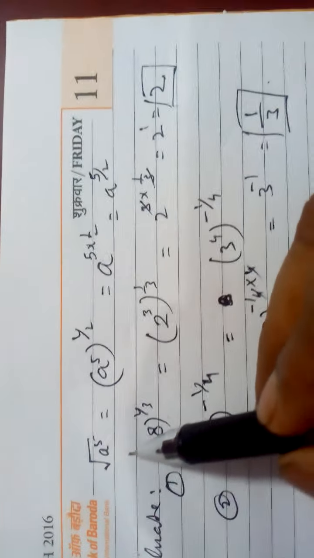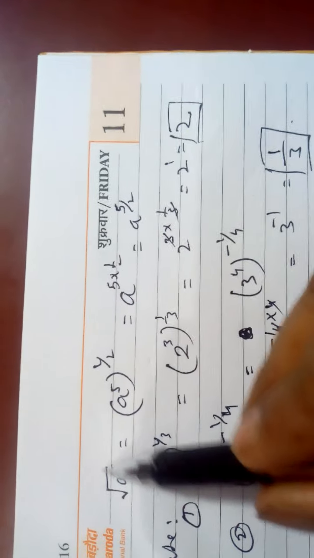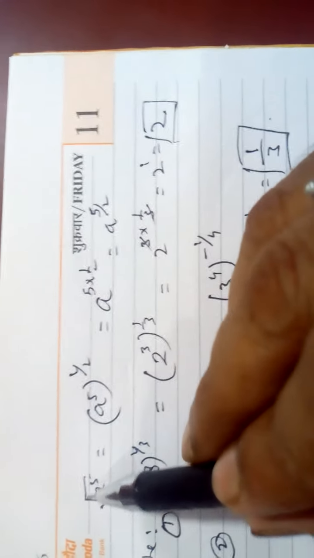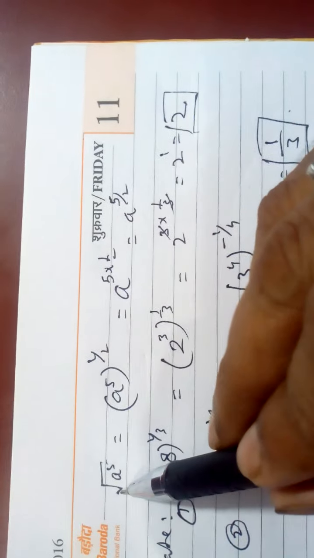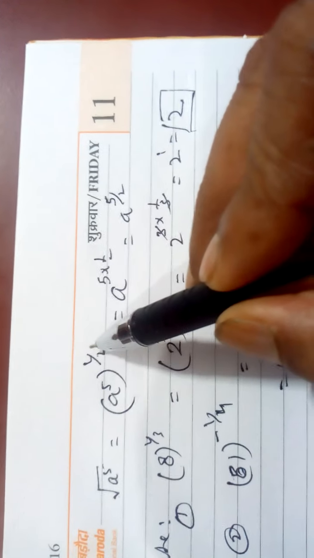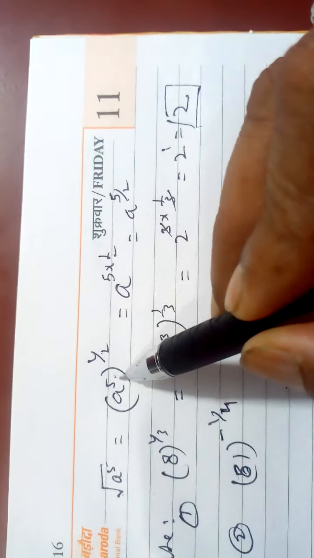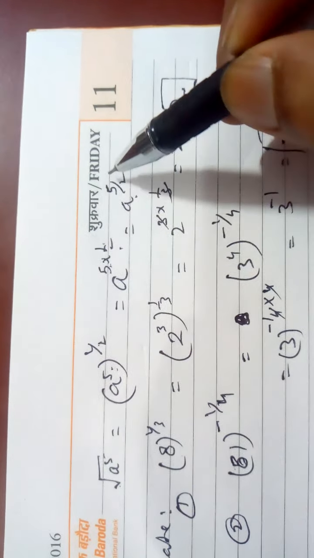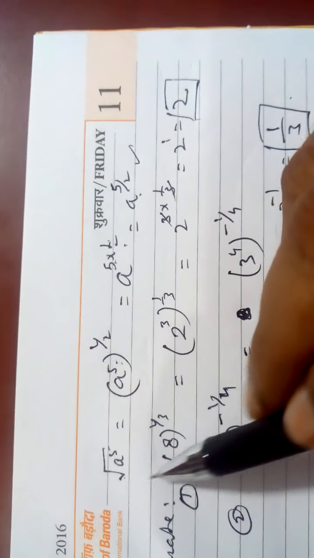Some more examples for this: square root of a power 5. How will you simplify it in exponential form? It is a radical form. So root means half, whole power half. Power on power means multiply, 5 into half, gives you a power 5 by 2. This was the radical form, and this is the exponential form.